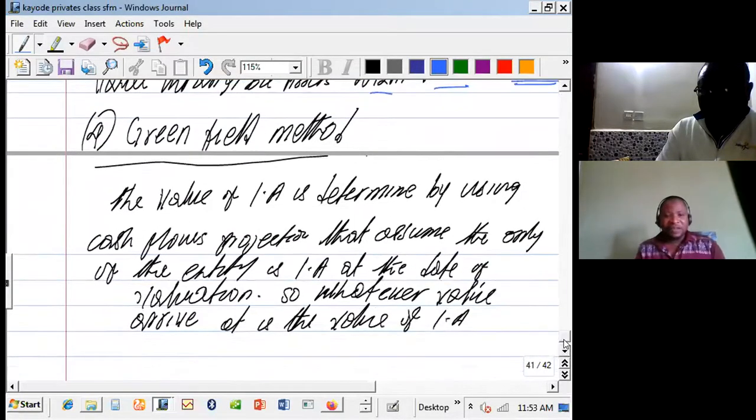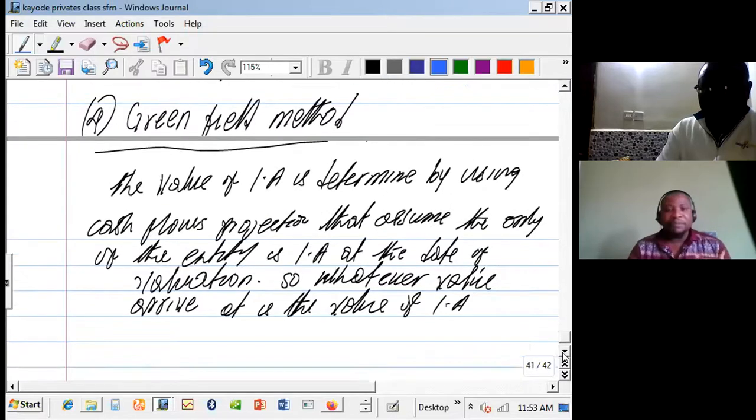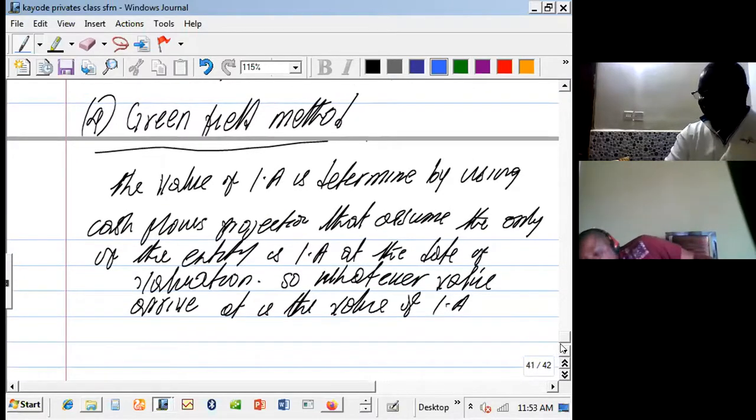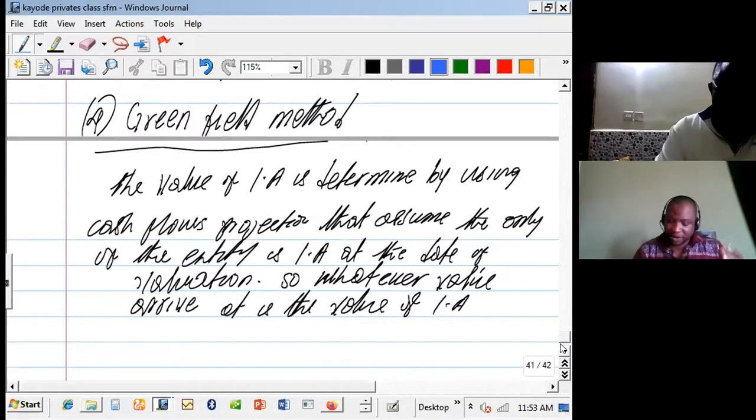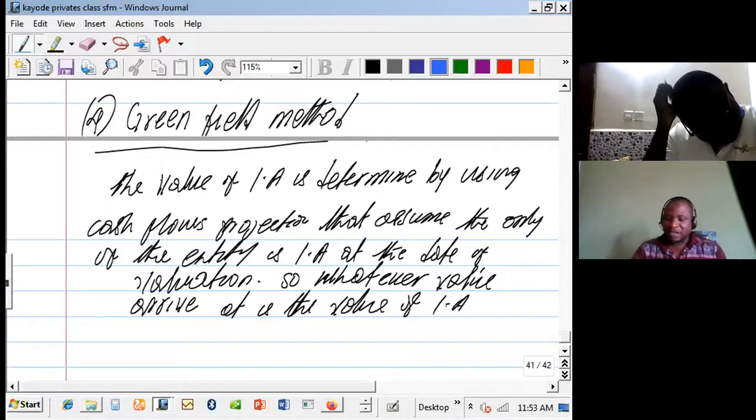The last method is the greenfield method. I have to overview this because it's very key, and my spirit tells me that this may be featuring in the exam, which is IVS 210. It may be the one you should expect in this exam. So the greenfield method, very easy. The value of the intangible asset is determined by using the cash flow projection that assumes the only asset of the entity is the intangible asset. So whatever value we arrive at is the value of the intangible asset.